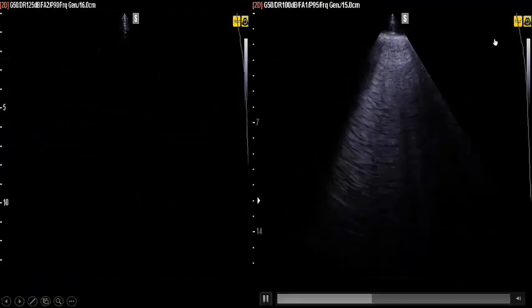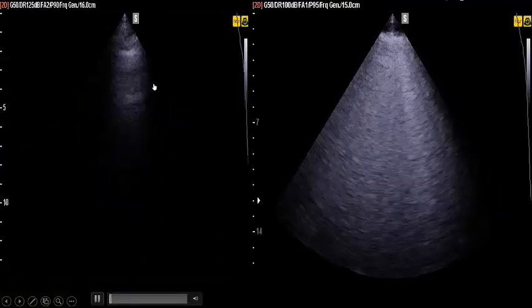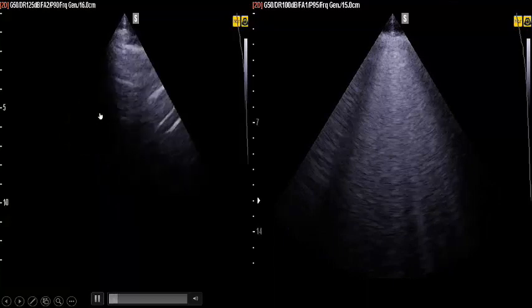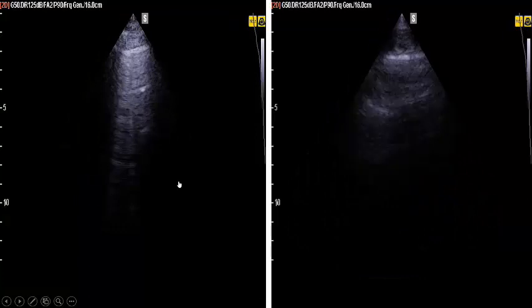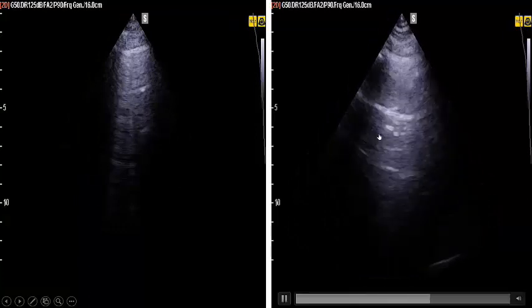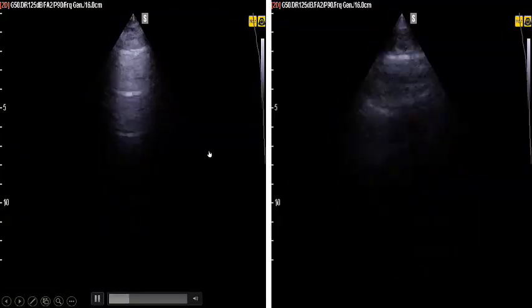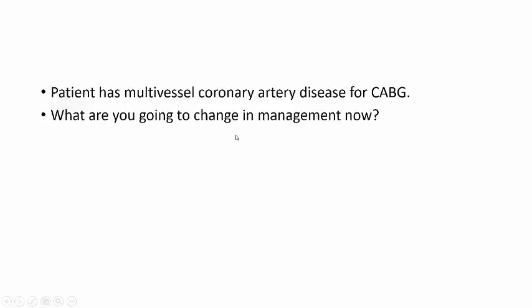And this is the lung at the beginning, and this is the lung after good diuresis for this patient. You see B lines replaced by A lines all over. The patient has multiple coronary artery disease for CABG. What are you going to change? After diuresing the patient, we start a beta blocker.